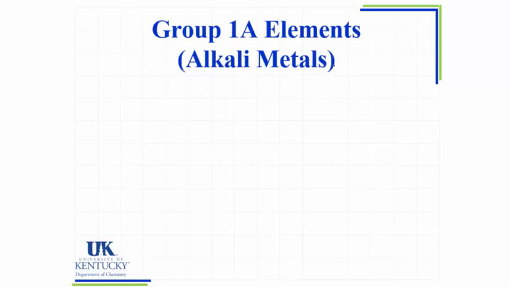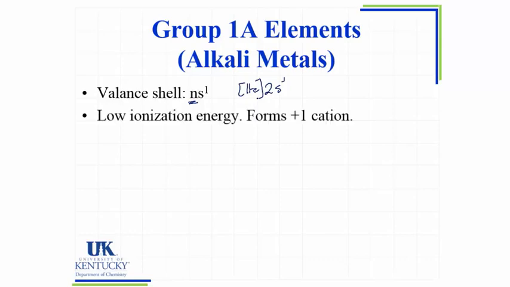What do they all have in common? Well, what they all have in common is their valence shell is going to be some number and then s1. So, for example, lithium is 2s1, and sodium is 3s1, and so forth. They all, because they have only one valence electron, form +1 cations.